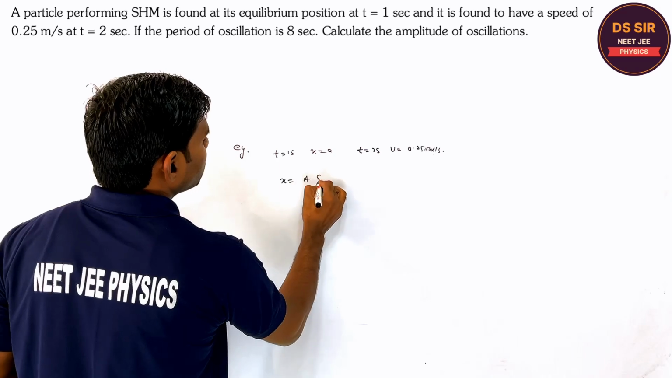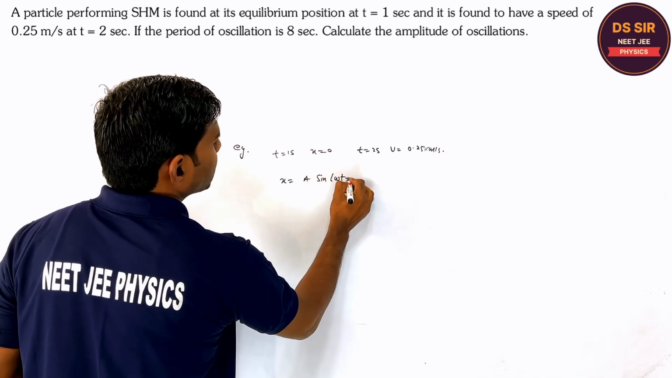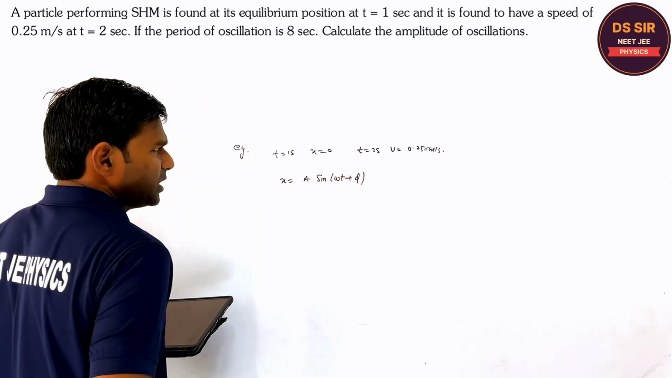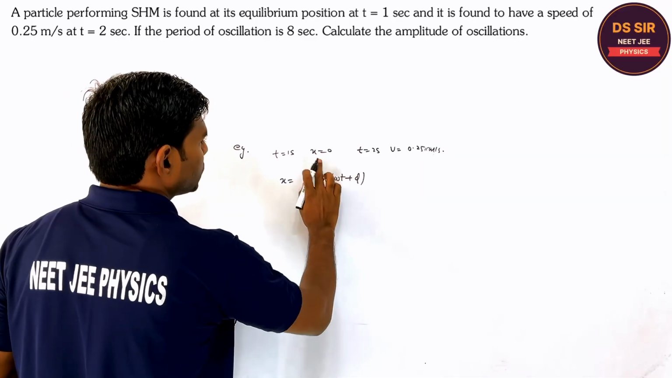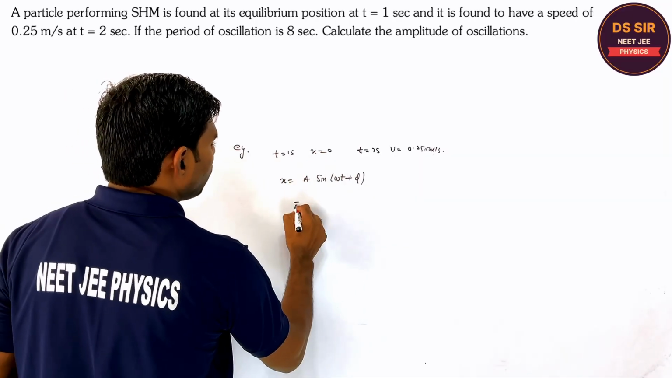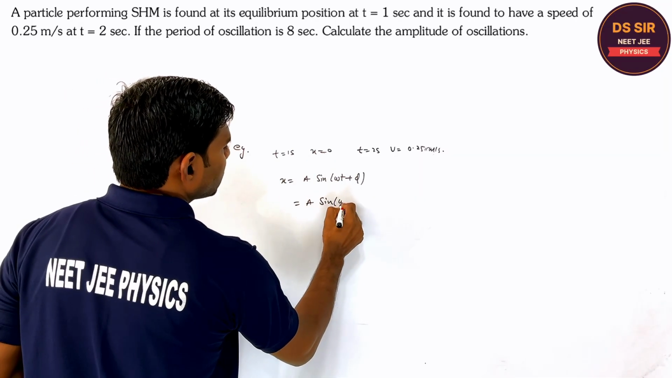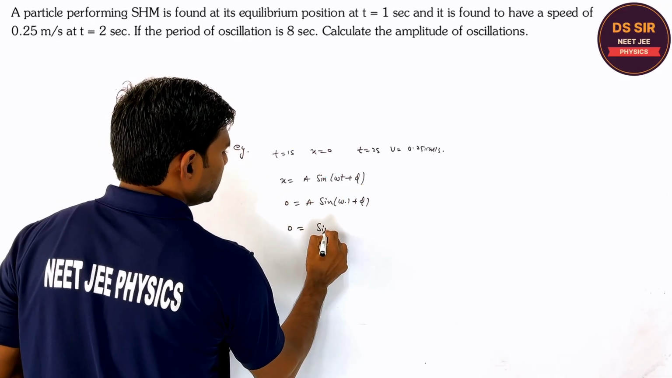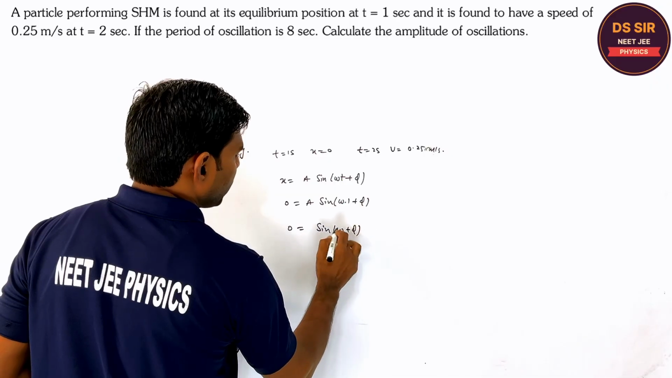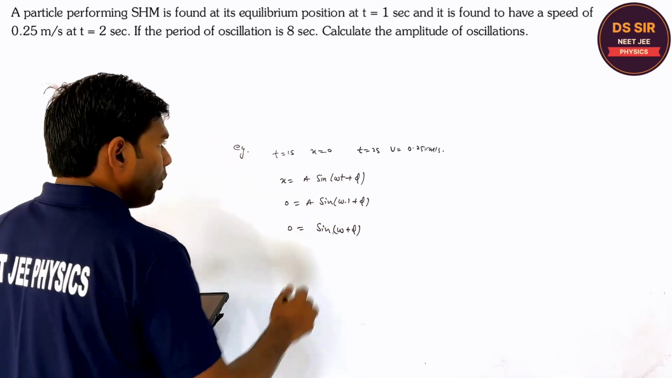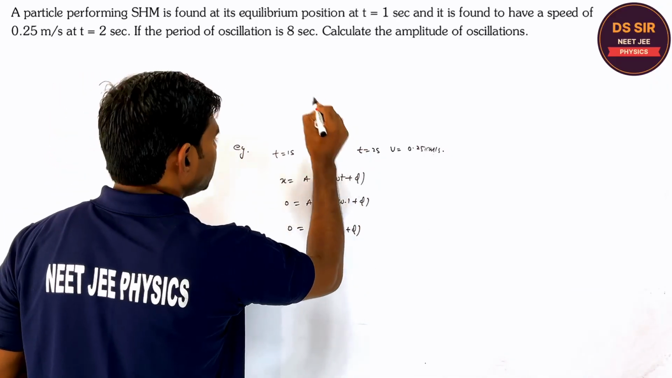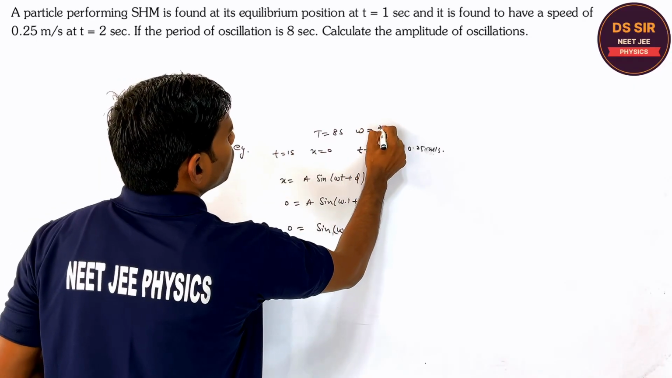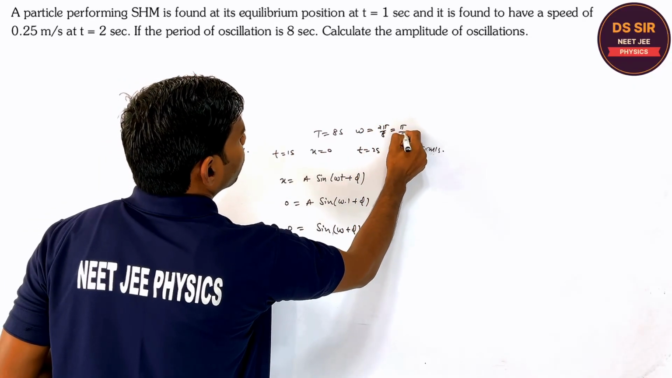So suppose the equation of the particle performing SHM is x equals a sin(omega t plus phi), where phi is the initial phase. So at t equal to 1 second, what is the position? Say 0. So it is sin(omega plus phi). Is it clear or not? Also the time period of oscillation is 8 seconds. So omega is equal to 2 pi by 8 is equal to pi by 4.